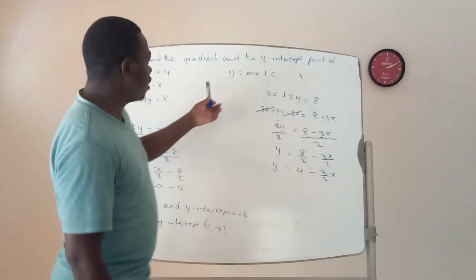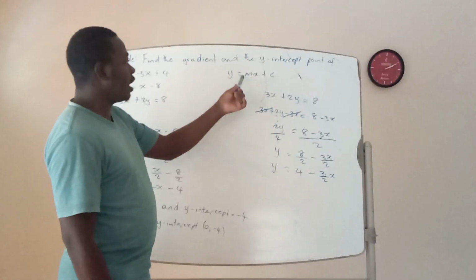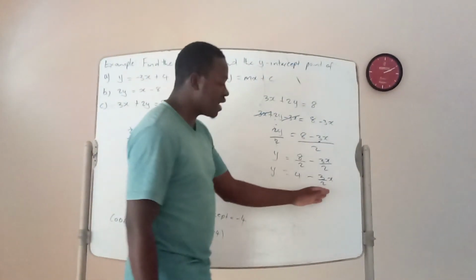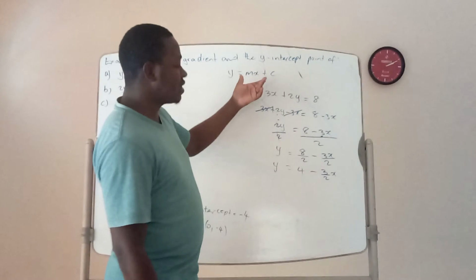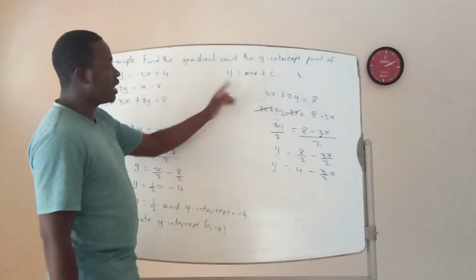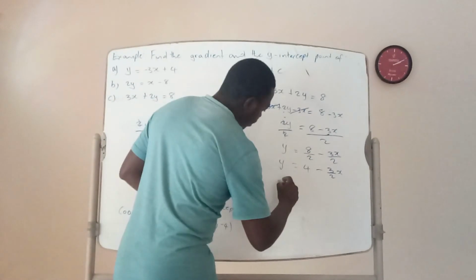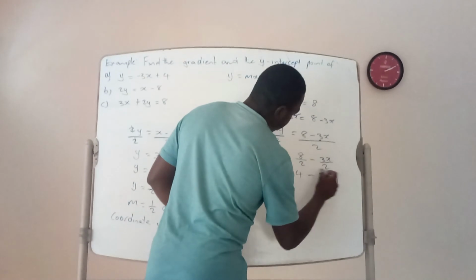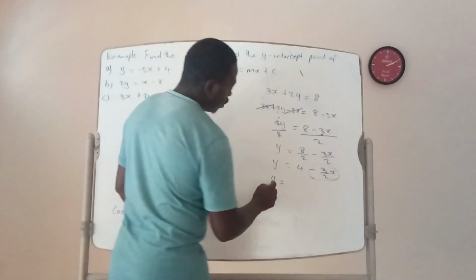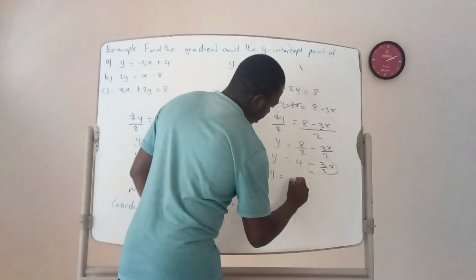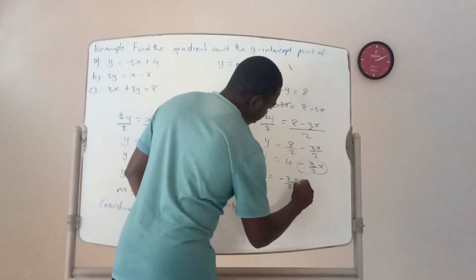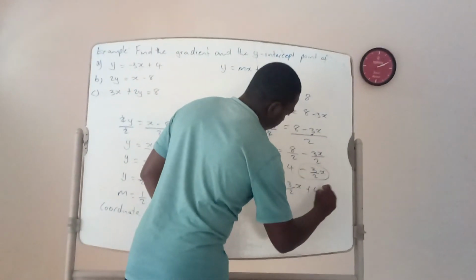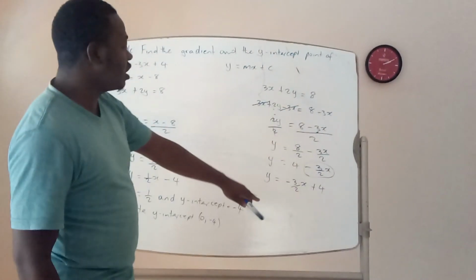Now, in the general form, note that we have mx coming first, then the constant. So we can rearrange this side of the equation to get it exactly looking like the general form, which is y equal mx plus c. So we're going to move this term here with the sign in front of it and put it first. So y equals negative 3 over 2x, and because positive 4 means plus 4, this is plus 4. Now we have the equation in the general form.